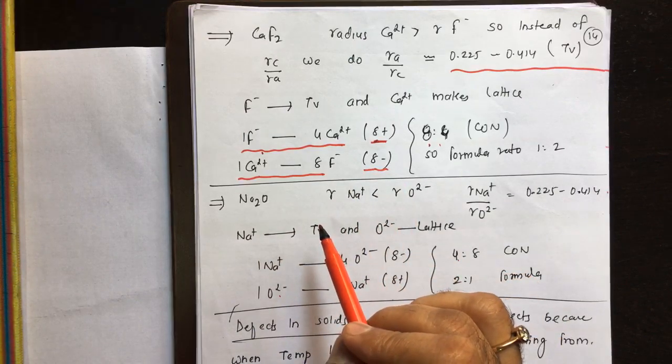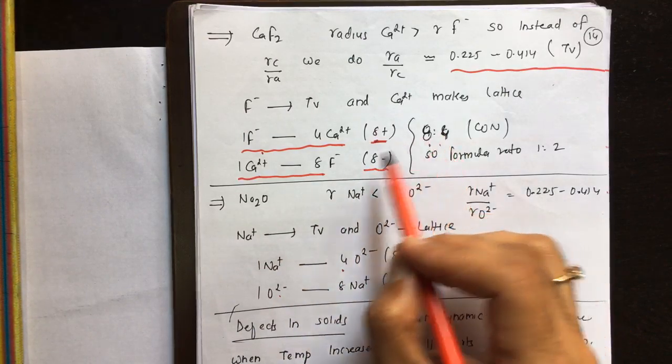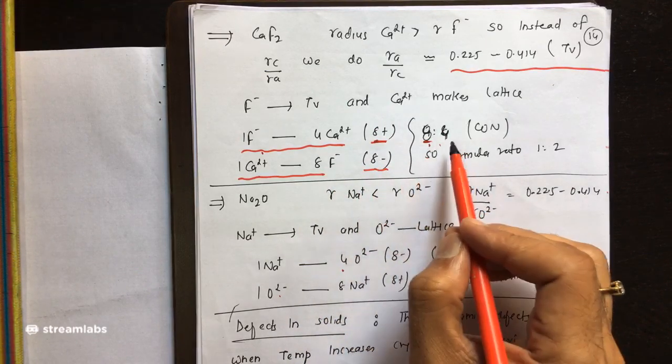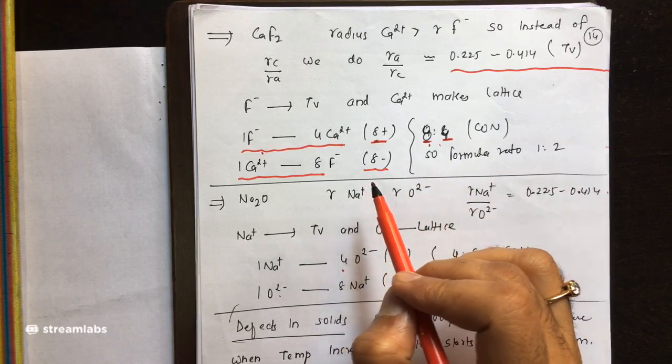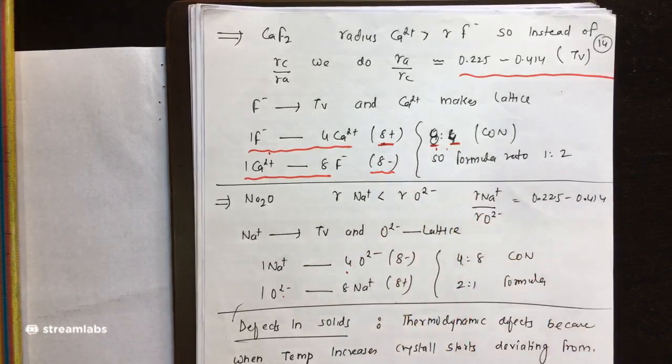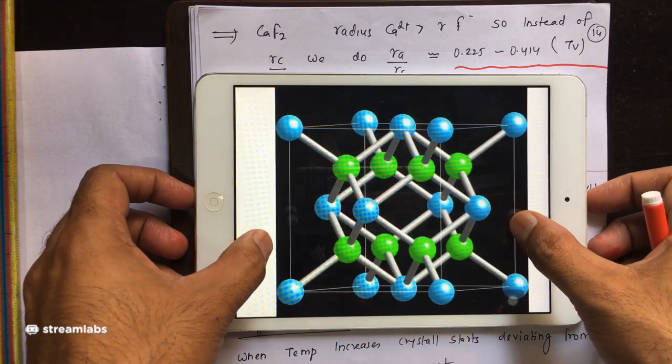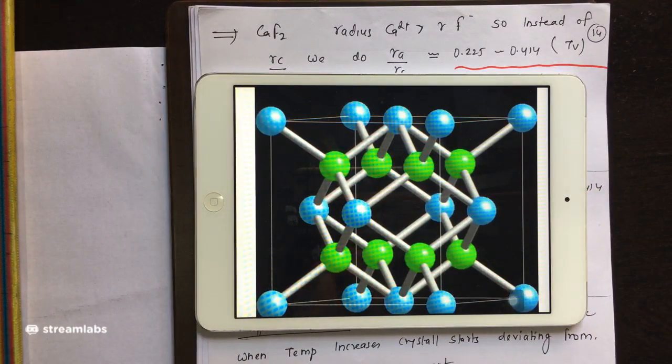So what is the coordination number ratio for calcium fluoride? Each calcium is surrounded by 8 fluoride. So 8 is the coordination number of calcium, 4 is the coordination number of fluoride. So the coordination number ratio is 8:4, which is 2:1. Then the formula ratio is just the reverse of the coordination ratio, that is 1:2. And this is the structure of calcium fluoride. Dear students, please check and acknowledge this is the structure of calcium fluoride.